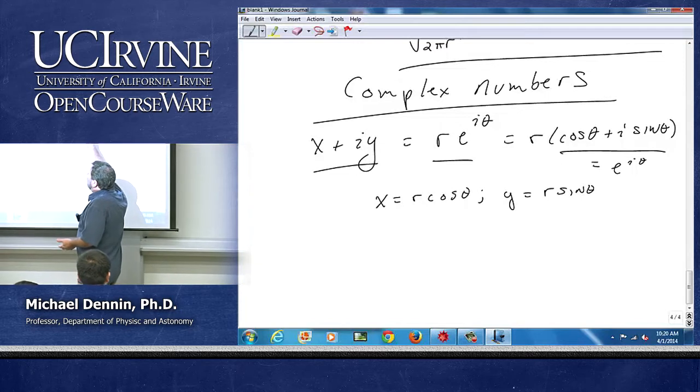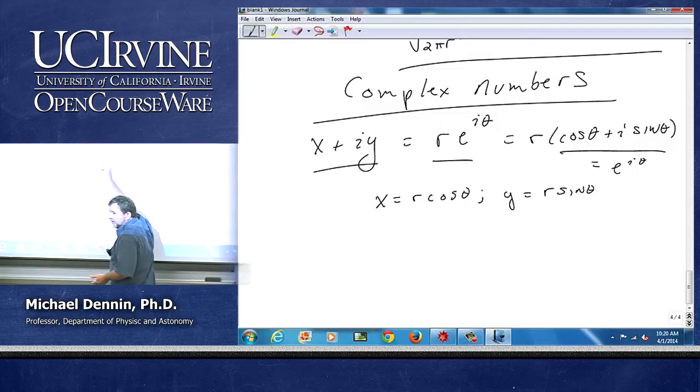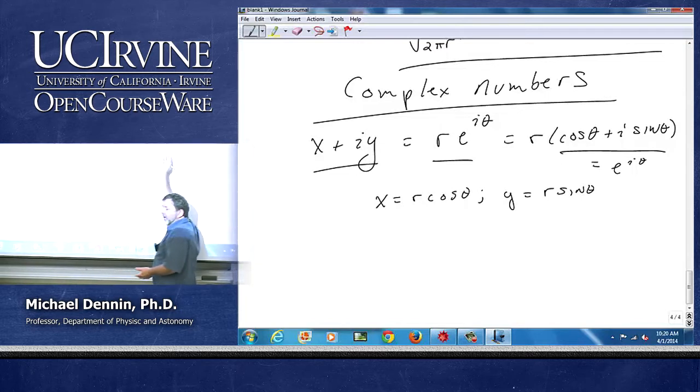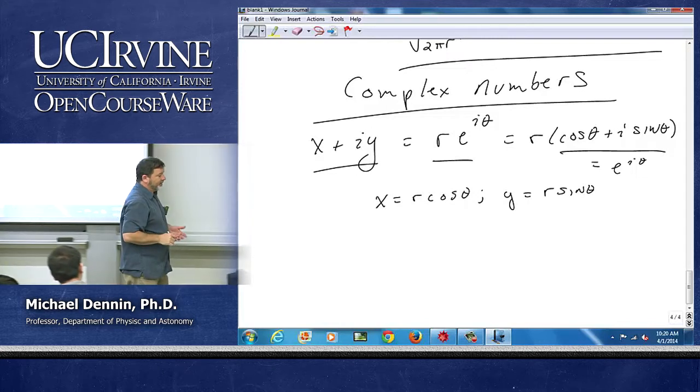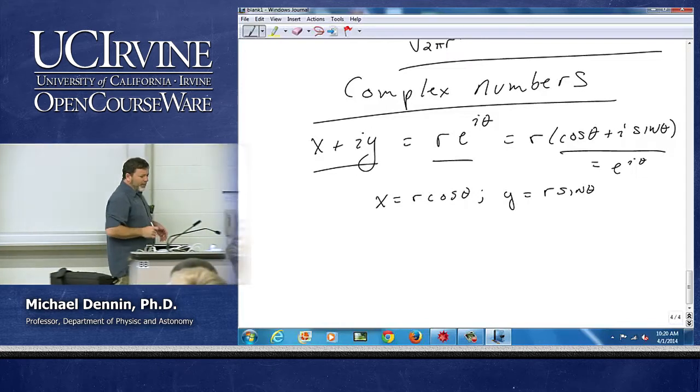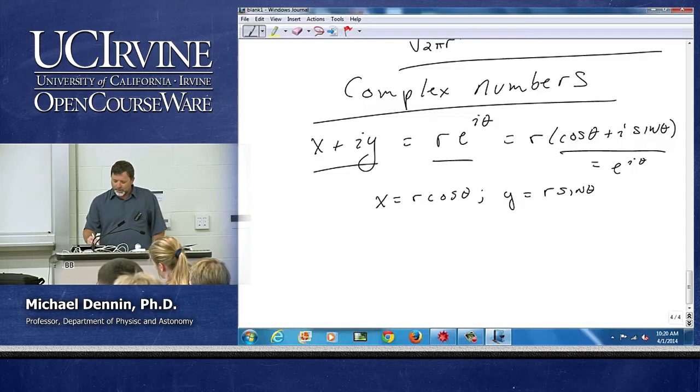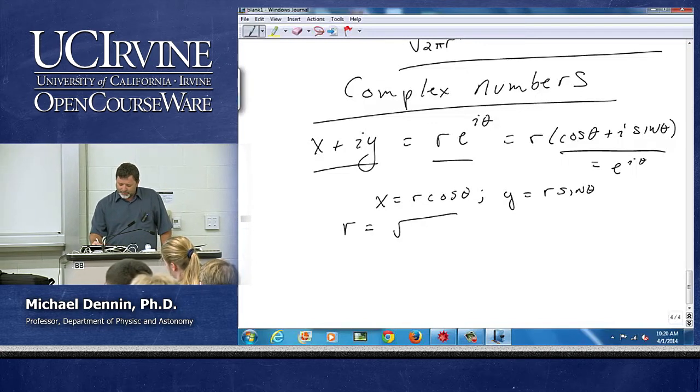And so you use this idea at the heart of lock-in techniques, believe it or not. We will maybe touch on that a little bit later on. If I continue to look at this, I can also get the formulas for r and theta.